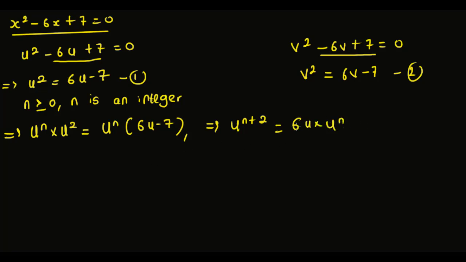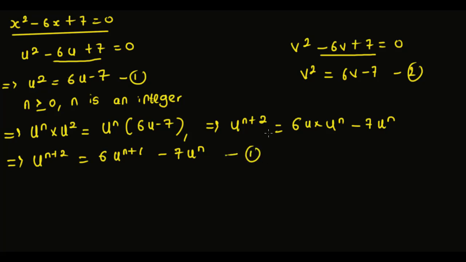Now u raised to power n times minus 7 is going to be minus 7 times u raised to power n. So simplifying it once more, u times u raised to power n is going to give you u raised to power n plus 1. So this is going to be 6u raised to power n plus 1 minus 7u raised to power n. So that is all for equation 1.